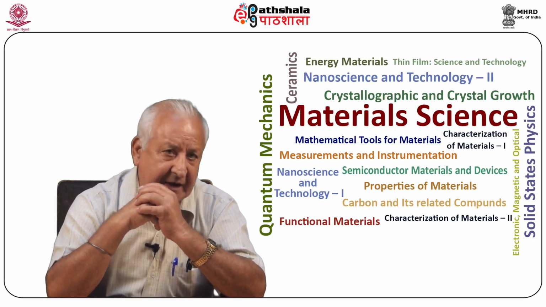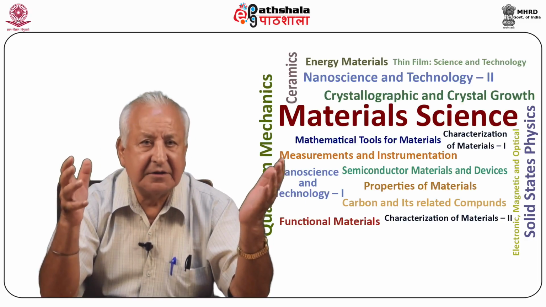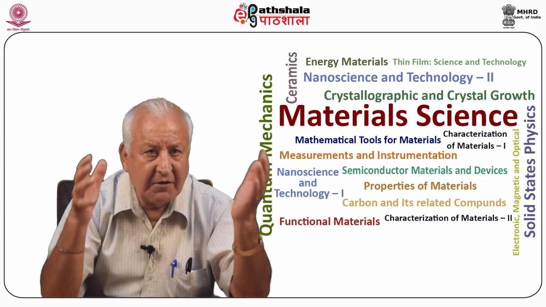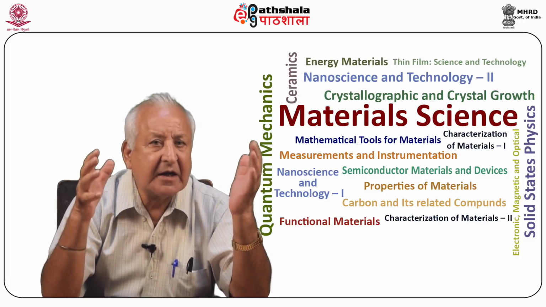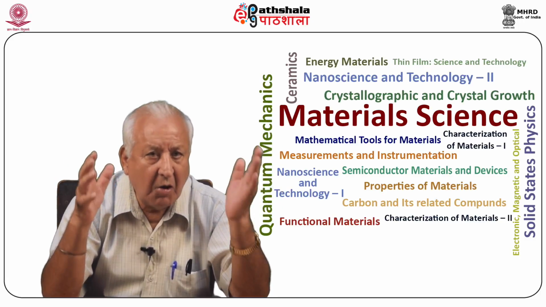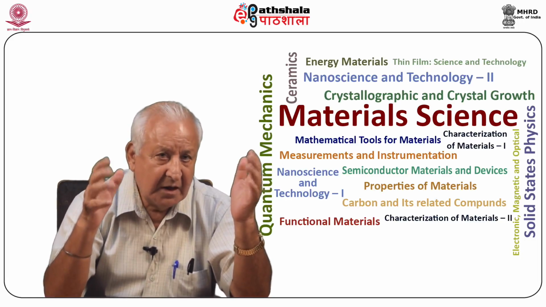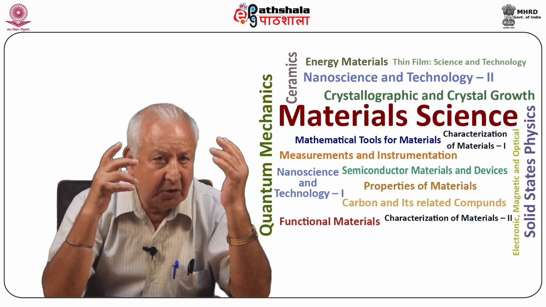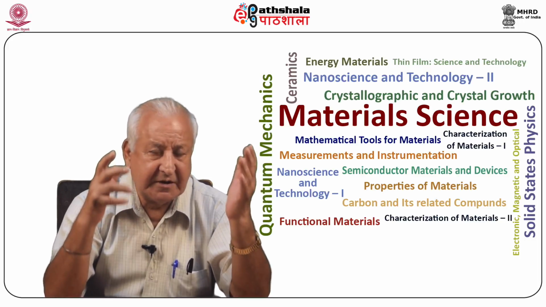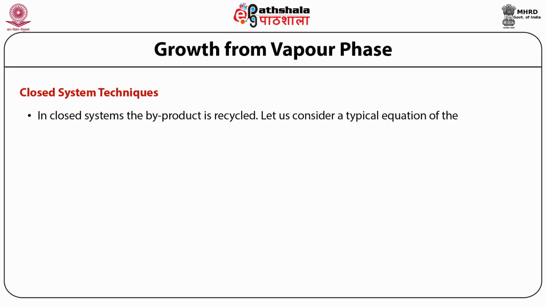Now, growth from the vapor phase. See, there are methods of growth in which the materials from which the crystals have to be grown are transported to the growth zone as volatile compounds which react or decompose to give the material and a byproduct. The methods involved fall in two categories, namely closed system techniques and open system methods. Closed system techniques: in closed systems, the byproduct is recycled.